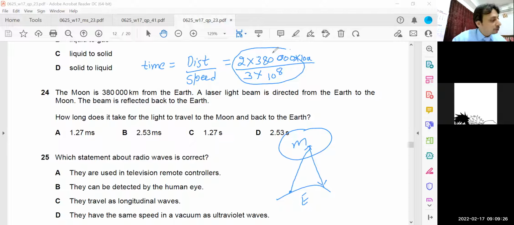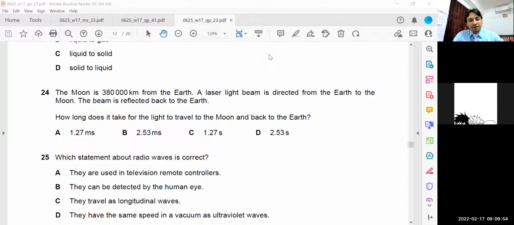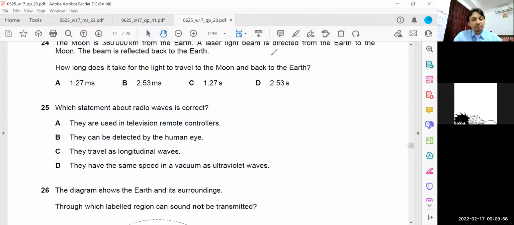Let me check in the marking. Yes, the answer is 2.53 seconds. But you have to remember, the distance should be doubled because the light is going upward and then coming back. They said, how long does it take for the light to travel to the moon and back to the earth? So both the distances should be added, the distance in one direction, then in the other direction. The correct answer is C.